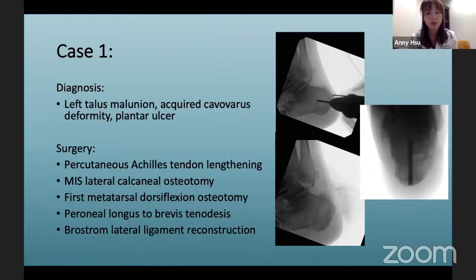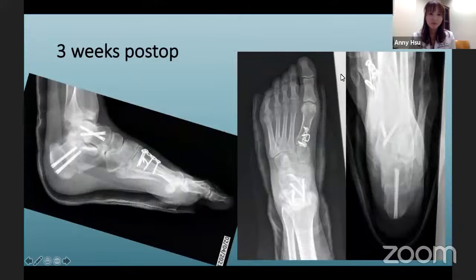And intraoperatively, I examined her afterwards. She still had significant lateral ligament laxity, so a Brostrom was performed. So this is her 3 weeks post-op. You can see with the calcaneal osteotomy, I shifted a little bit superiorly as well. And her overall hindfoot alignment is much straighter now.